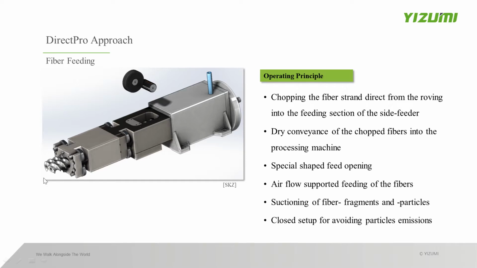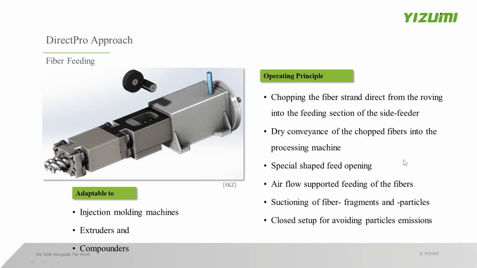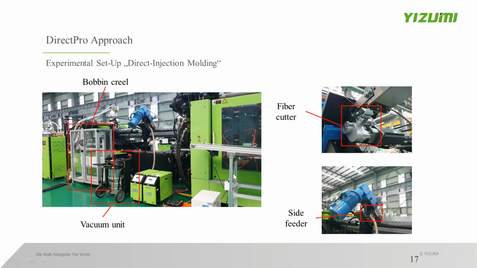We connect with the injection cylinder here. And we have a special shape feeding opening. This is a secret of Izumi. Airflow supports feeding the fiber at this position, with suction of fiber fragments and particles, and a closed setup to avoid particle emissions. Okay, I will show you the actual picture.